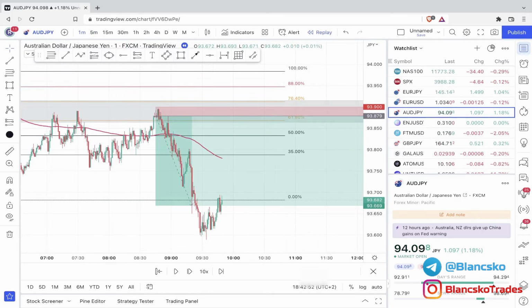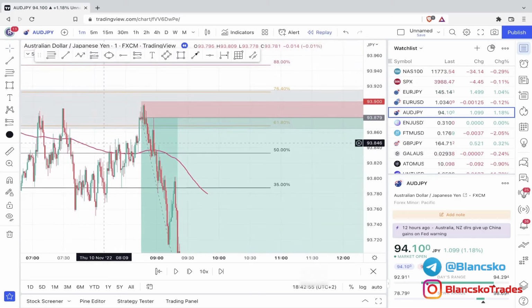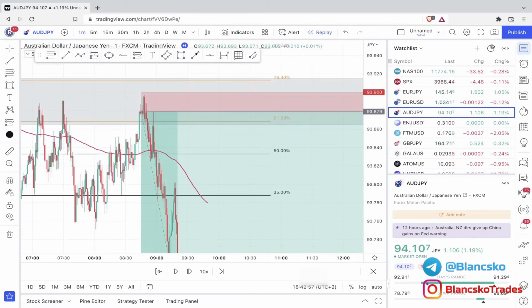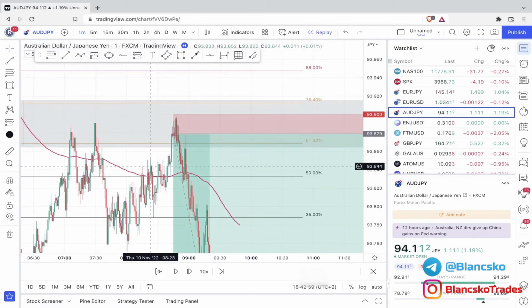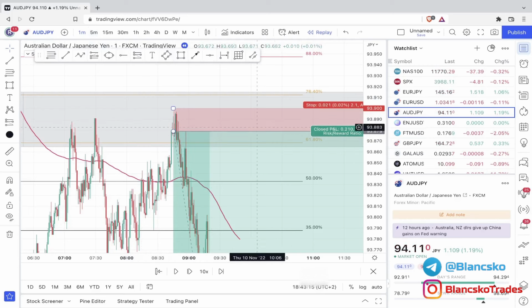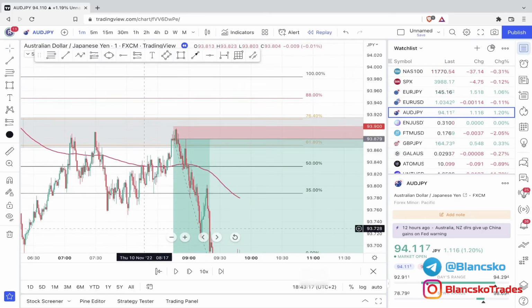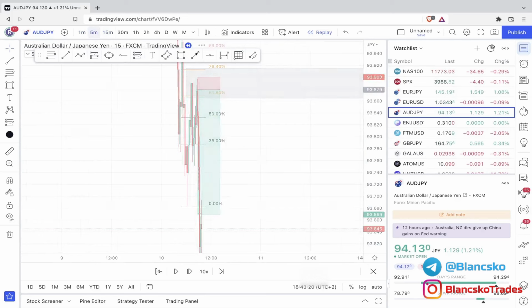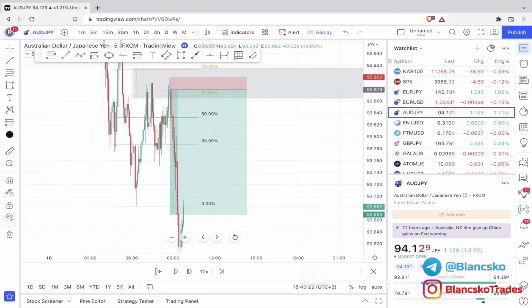Okay, and on the 1 minute, it would have been around the same entry. I would have first entered here after this pin bar. I would have got stopped out by this wick, and then I would have entered again, which would have been the exact same entry as we had on the 5 minute. So I would have first taken a 1R loss, but then I would have made a 10R win, which overall is very, very good.